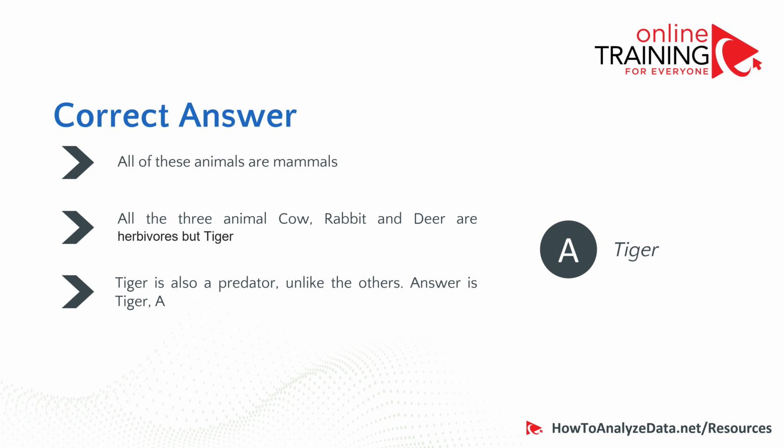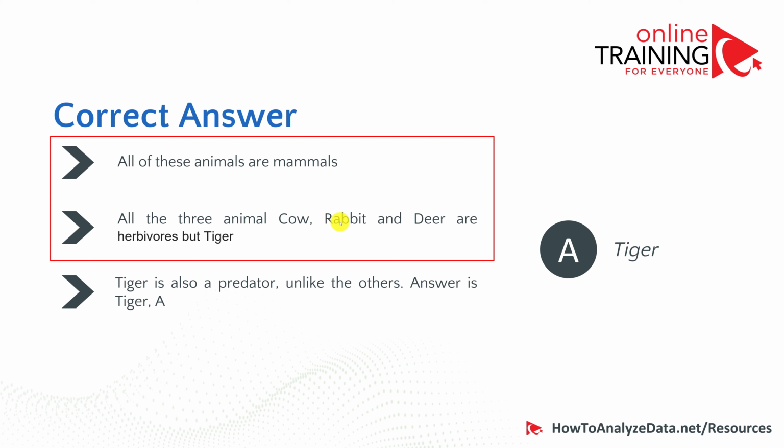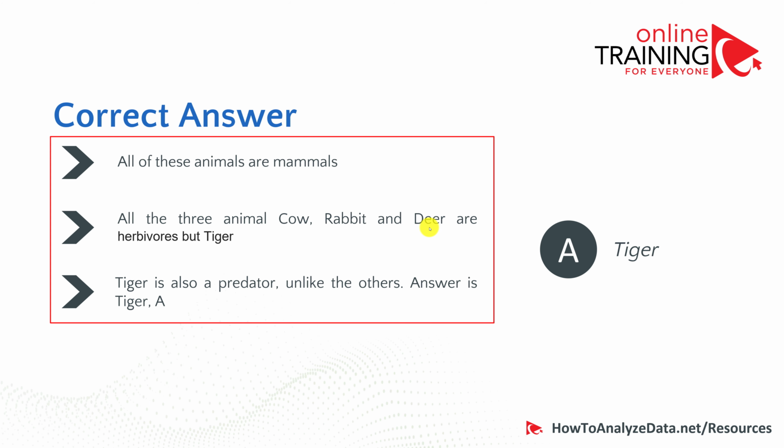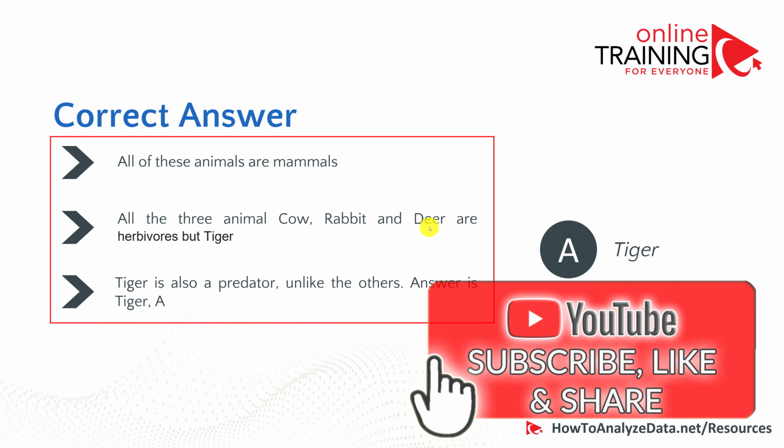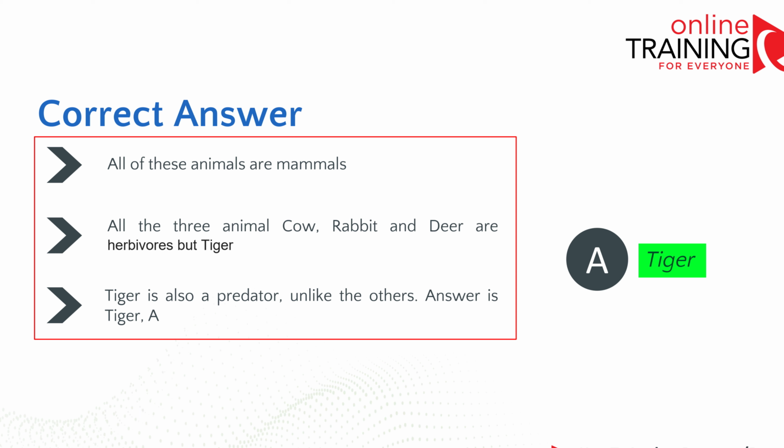The tricky part of this question is that all of these animals are mammals. But there are 3 animals, cow, rabbit, and deer, that eat grass. And tiger is a predator. So the correct answer is A, which is tiger. So hopefully you've got this one right. It's a tricky one, and it tests your knowledge of exclusion, meaning that you need to read the test question correctly, and then you need to find out the correct choice. Hopefully you've got this one right.